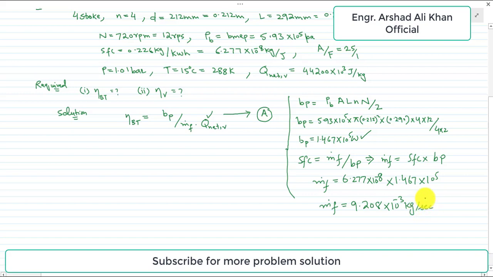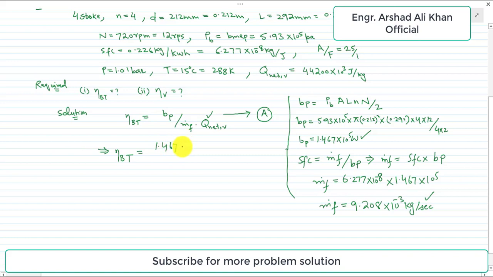So these two quantities are known to us. Putting these values in expression A, expression A will become: brake thermal efficiency is equal to brake power. How much is it?